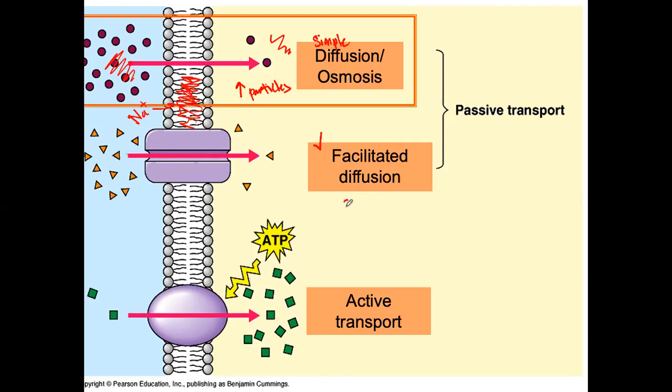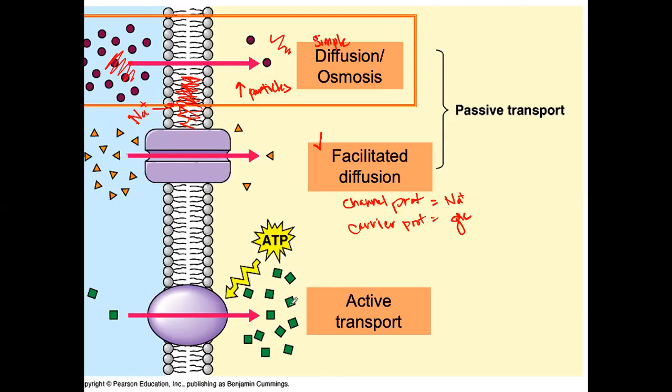So for a channel protein, one that's always open, like a little macaroni tube like this, it's usually going to be sodium or ions. For a carrier protein, that's going to carry larger molecules, it's usually going to be glucose, okay? There are always exceptions to the rules, but just so you have an idea.